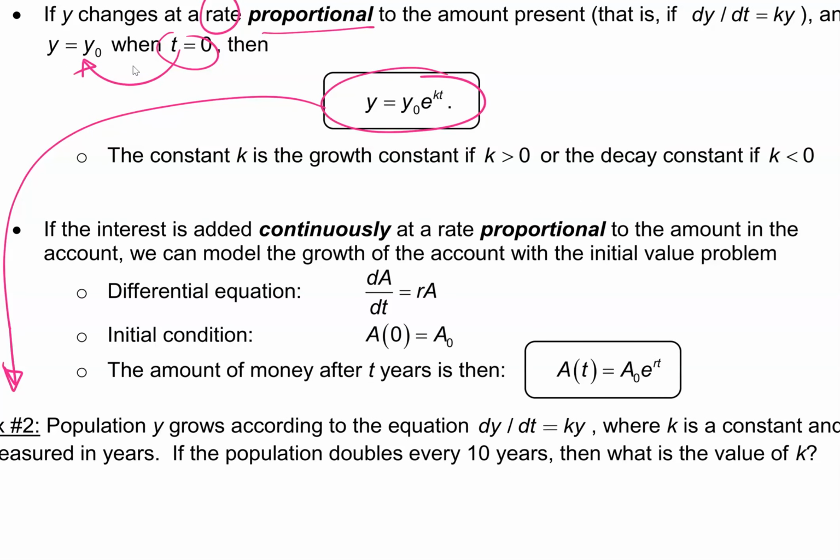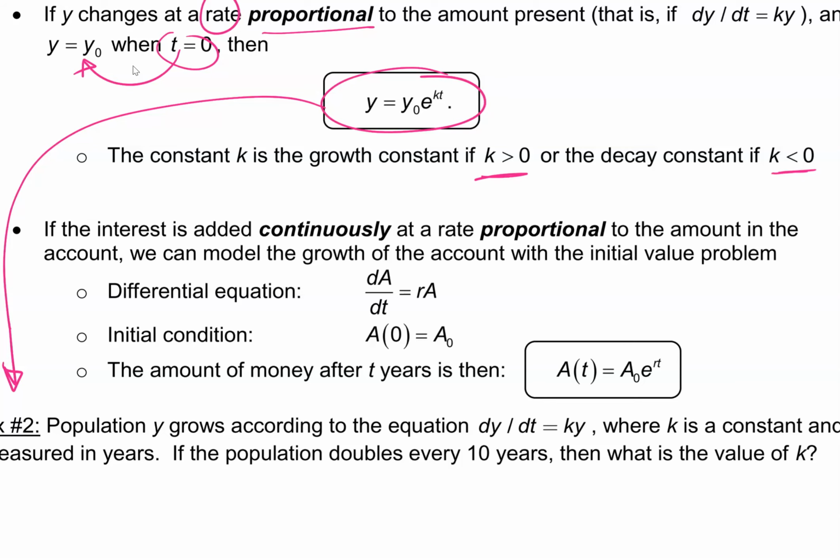Okay, the constant k is a growth constant. Growth if it's greater than 0, decay if k is less than 0. So right now we have growth of this virus because it's increasing. We're getting more and more people, and so we have a growth constant. And the scary thing is right now the growth constant is actually increasing.